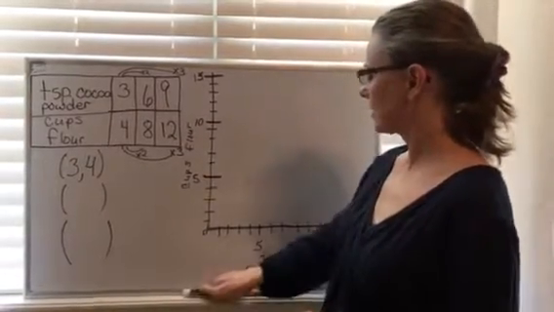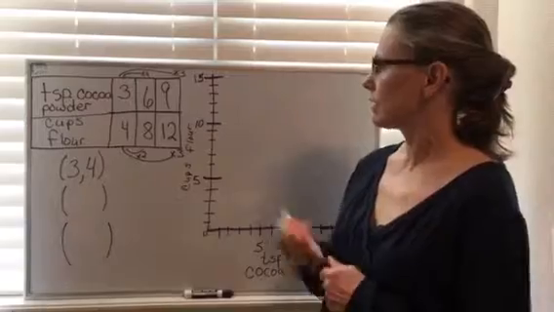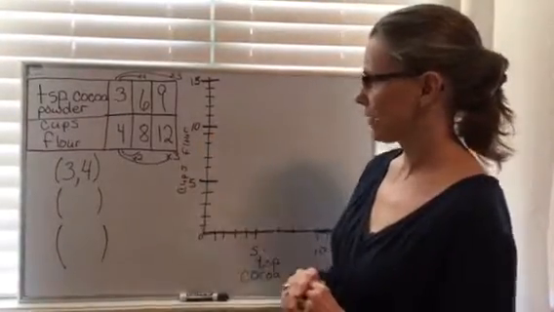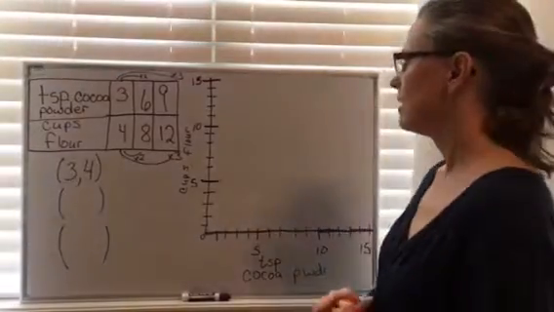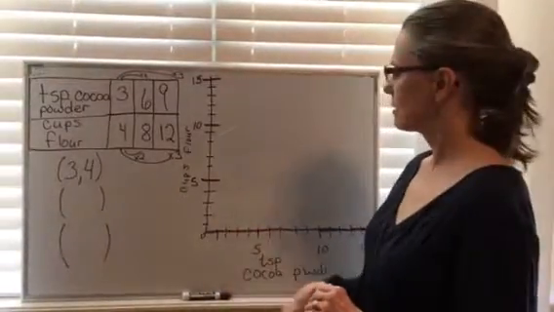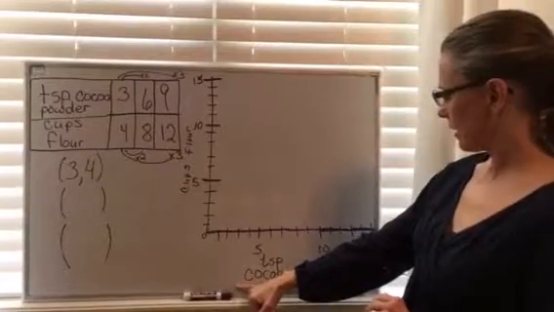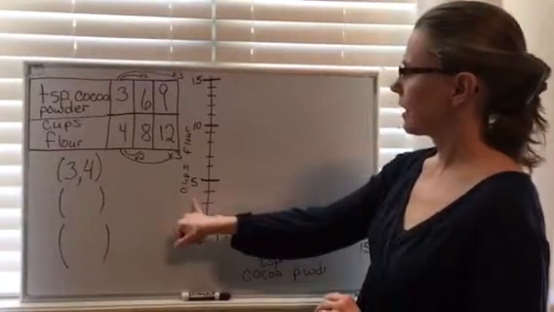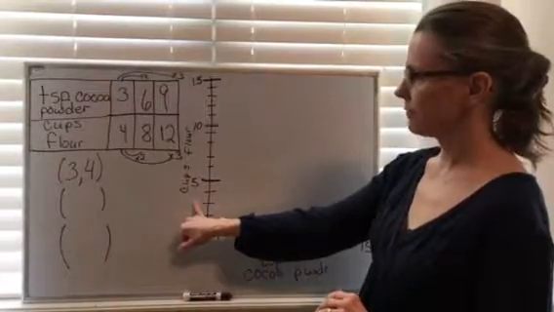Now we're going to take this information in the table and make ordered pairs so that we can graph this. You always want to be consistent. I'm using here teaspoons of cocoa powder as my X value and cups of flour as my Y value.